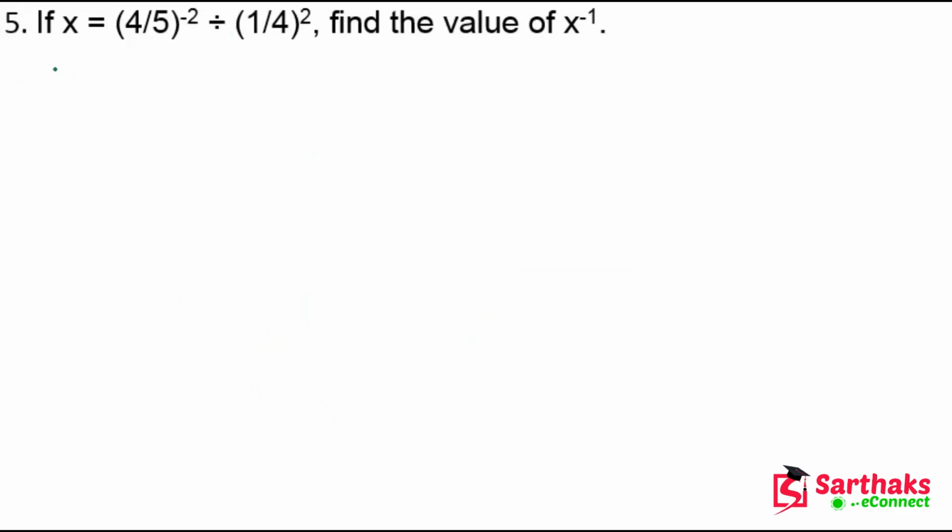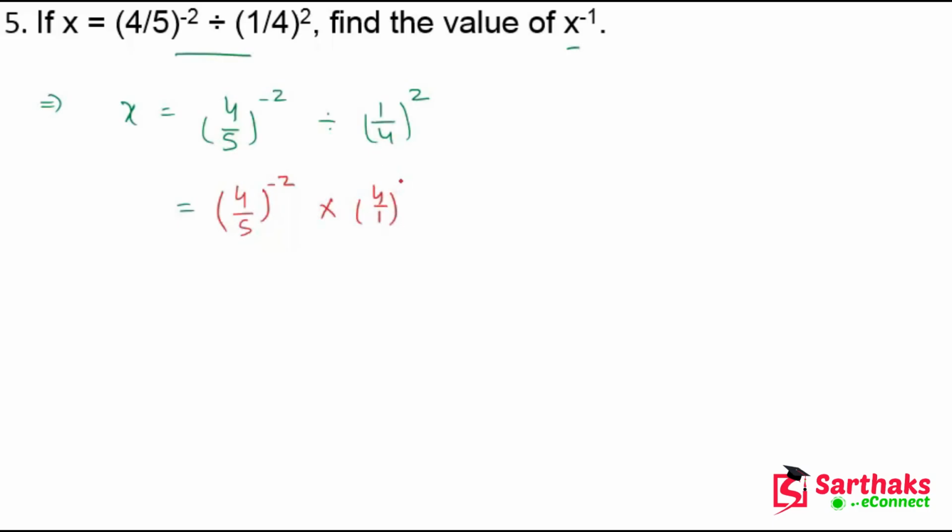So the next question. Again we have the value of x, and we have to find the value of x raised to power minus 1. Here x is (4/5) raised to power minus 2, divided by (1/4) raised to power 2. Okay, so (4/5) raised to power minus 2, and if we multiply, this will become the reciprocal, so this will become 4 upon 1 raised to power 2.